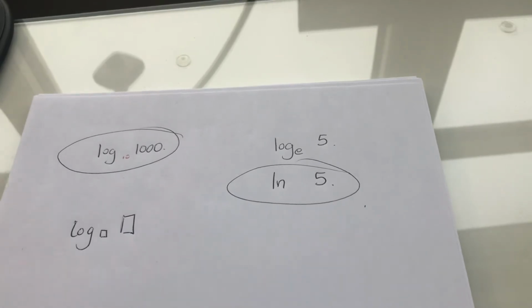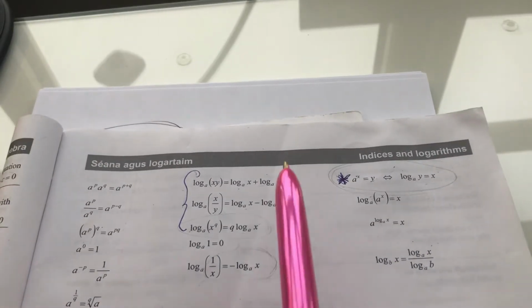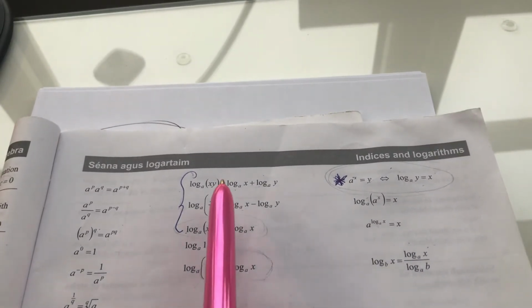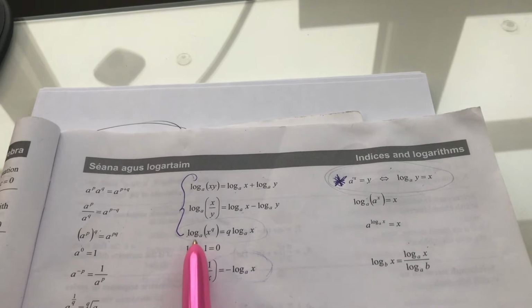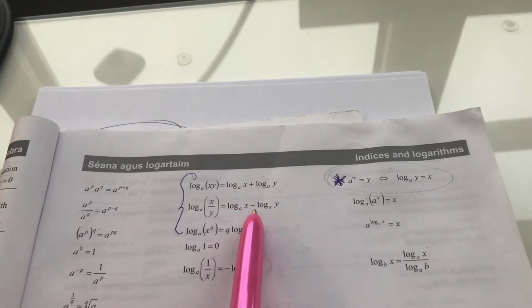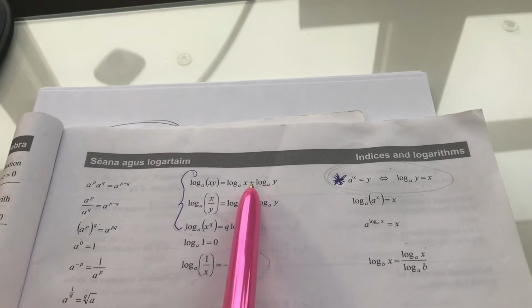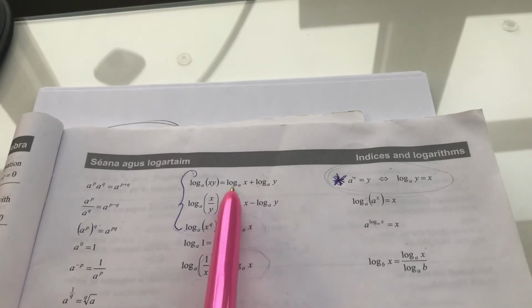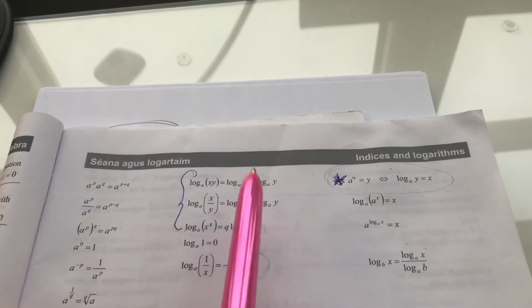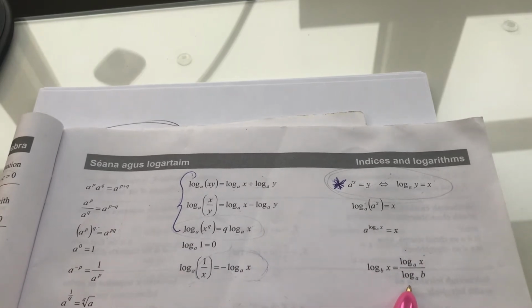So if you go to your log tables, what I'd like you to notice is these first three, well, especially the first two, you have to be in the same base. Now, if we got a question where we were to try and add logs that weren't in the same base, we cannot use this formula. But it's good that they give us this change base formula here.